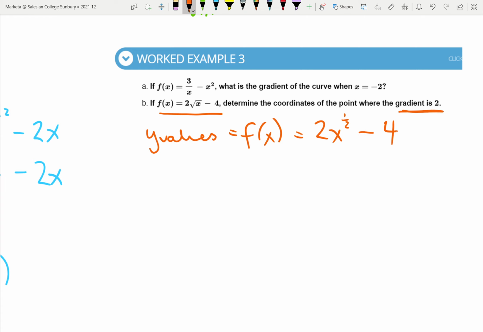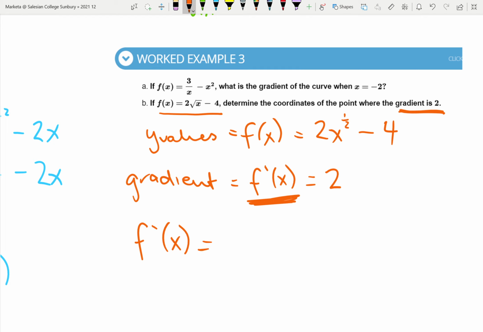So when the gradient is 2, gradient equals f dash of x equals 2. So, well, it kind of makes sense that we need a gradient equation. So we'll make a gradient equation. And really for all of these, you're going to need a gradient equation. So if you're not sure what to do, your first step, make a gradient equation. And then, A, you might get a clue of where to go from there. B, you might get some marks just for doing that.